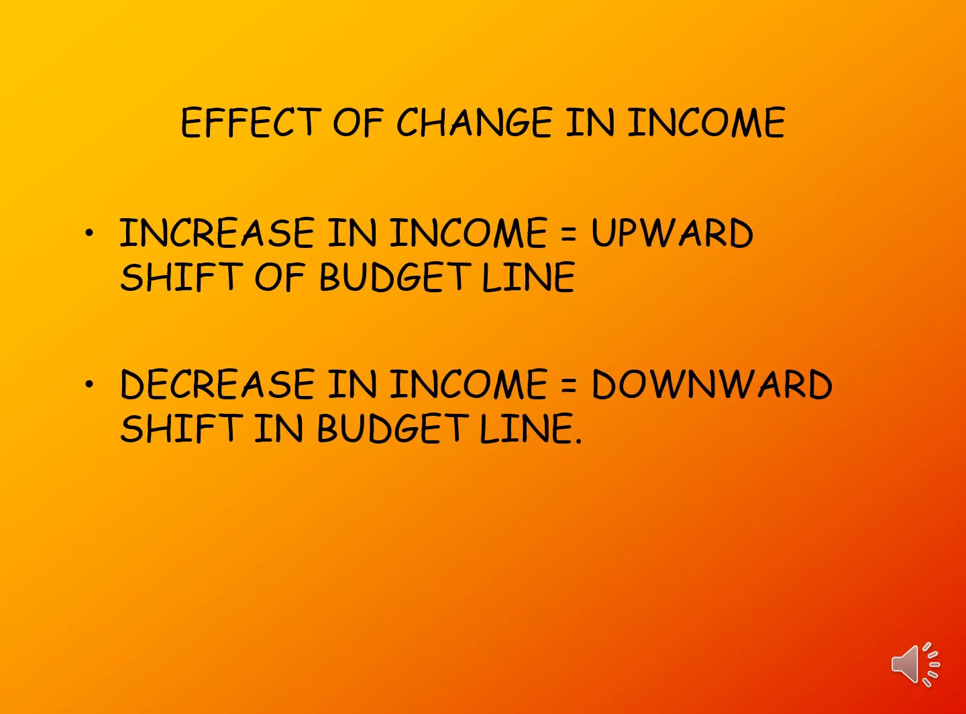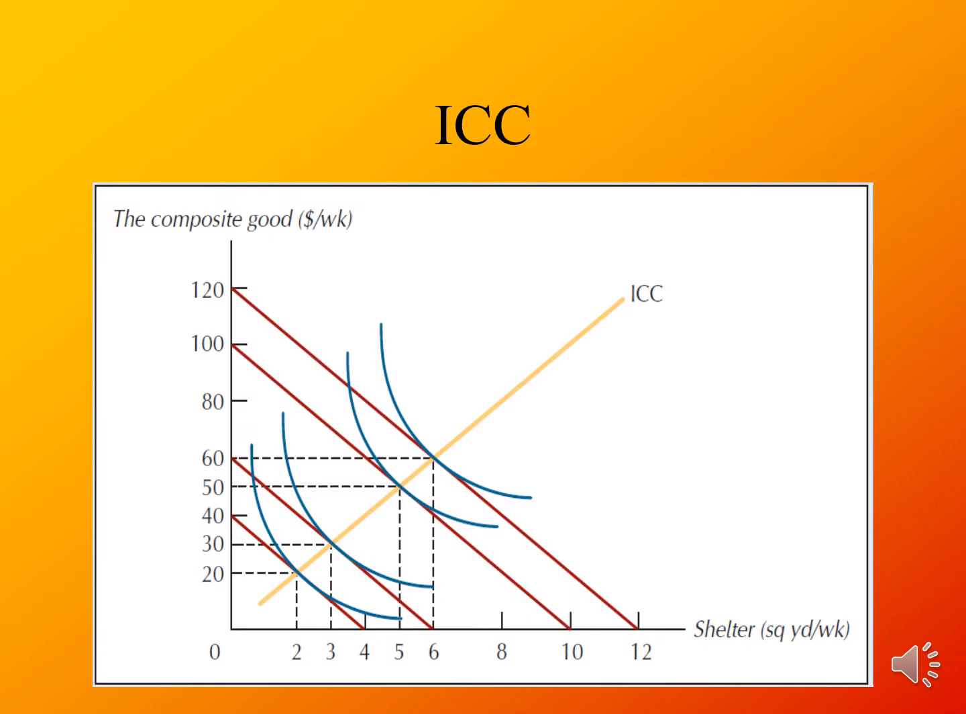There are two different effects of change in income. The first one is that an increase in income leads to an upward shift of the budget line, and a decrease in income causes a downward shift in the budget line. So change in income causes the budget line to shift upward and downward. This is a graphical representation of the income consumption curve. We can see that when income keeps on increasing, the budget line moves upward, and when it decreases, the budget line will be moving downwards.